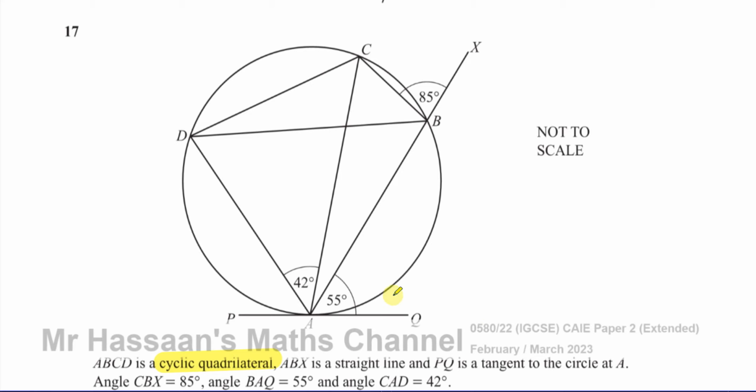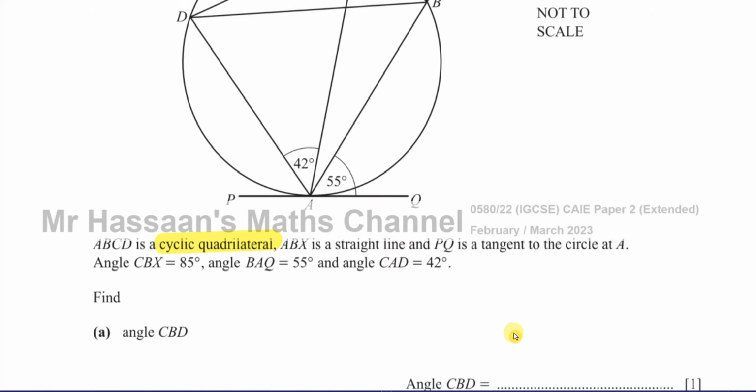ABX is a straight line. That's also important to know. And PQ is a tangent to the circle at A. Again, that's very important. So tangent to the circle at the point A. Angle CBX is 85 degrees as marked. Angle BAQ is 55 degrees. BAQ here is the angle between this tangent and this chord, which is again important. And this angle CAD is 42 degrees. We've got to find all these angles here.